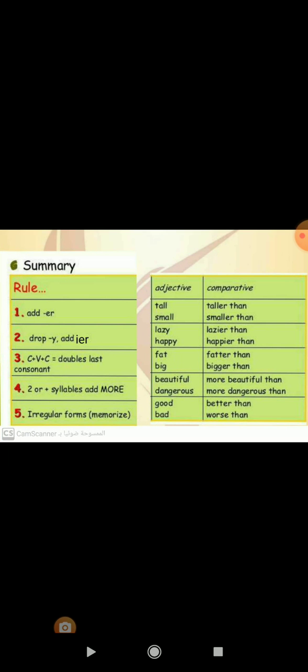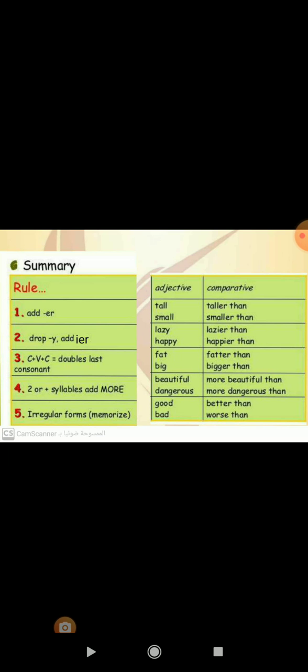Here is a summary of what I have said before. Number 1. Add er at the end of short adjectives. For example, tall will be taller than and small will be smaller than. Number 2. Drop y and add ier at the end of adjectives which end with y. For example, lazy will be lazier than and happy will be happier than.